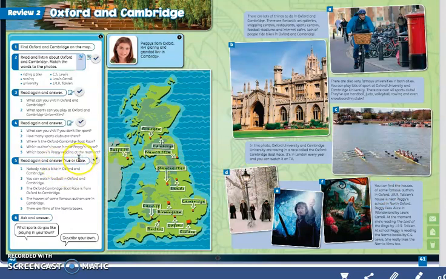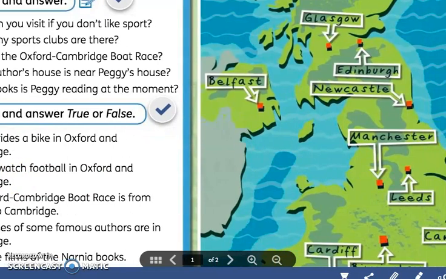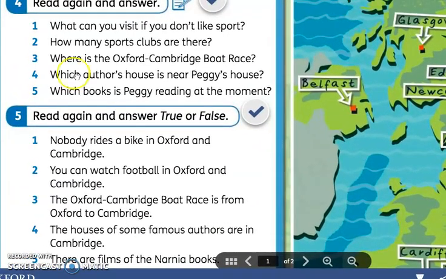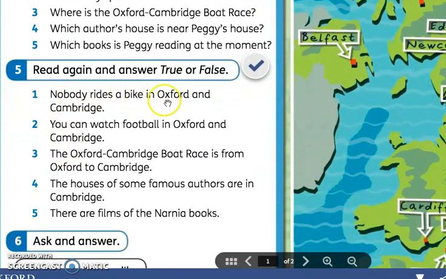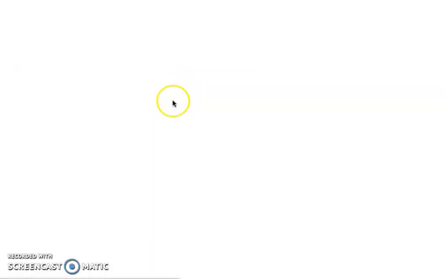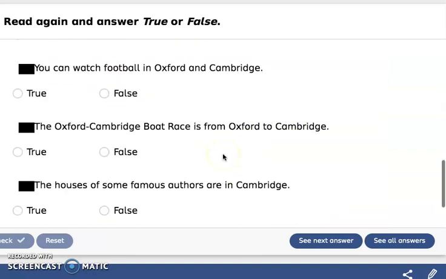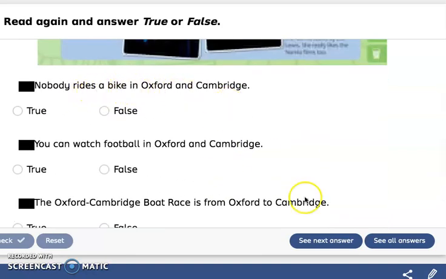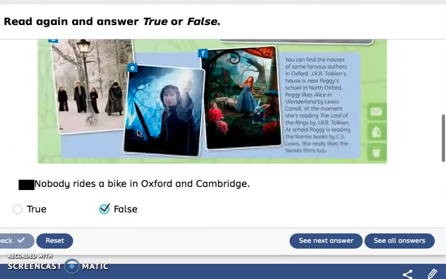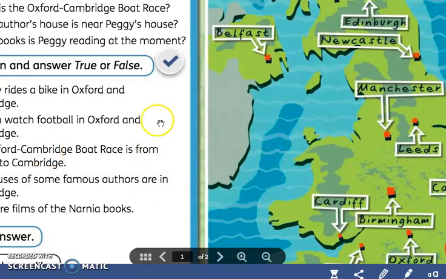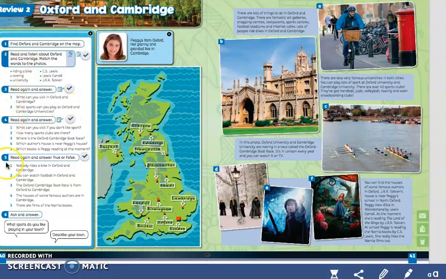Activity 5, you need to read these sentences and copy the sentences in the notebook, and in this case, you just need to write true or false. So, nobody rides a bike in Oxford and Cambridge. True or false? Next to the sentence, like this, write true or false. Where is the information? In the text, in the blue text. So, nobody rides a bike in Oxford and Cambridge. It is false. All right? The same with all of them. Remember to do these 4 activities, 2, 3, 4, and 5 in your notebook.